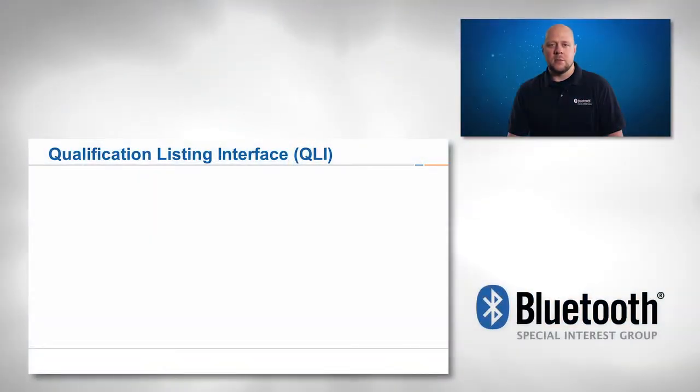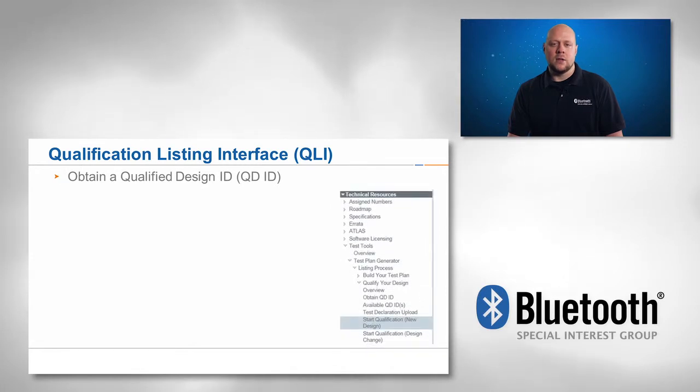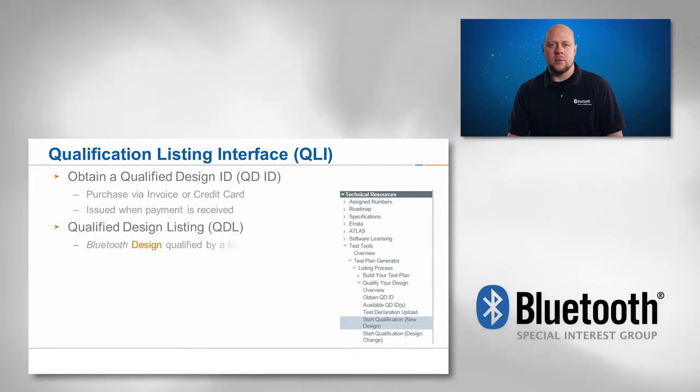This training will show you the steps needed to complete the qualification listing process. Before you can start the final listing process, you need to purchase a Qualified Design ID, or QDID. A QDID can be purchased anytime by either invoice or credit card. After you receive your QDID, you then match it up with your TPG project and complete the three-step listing process.